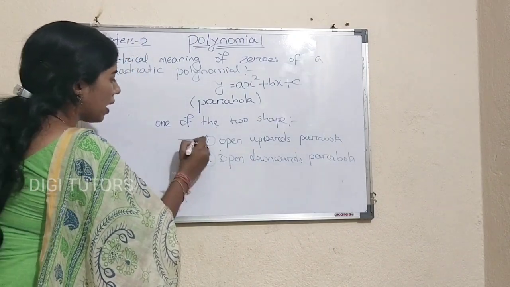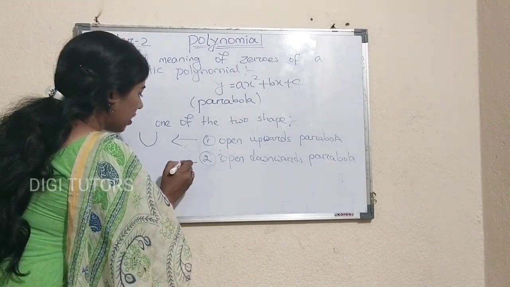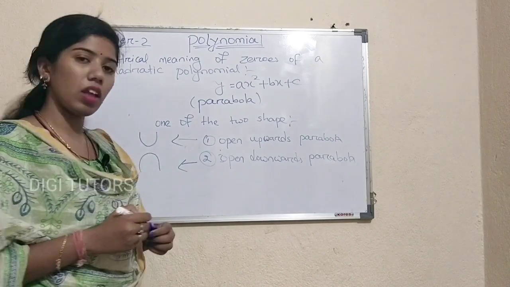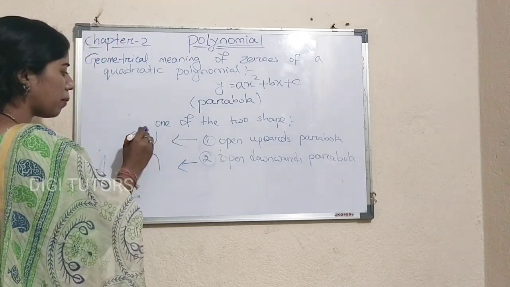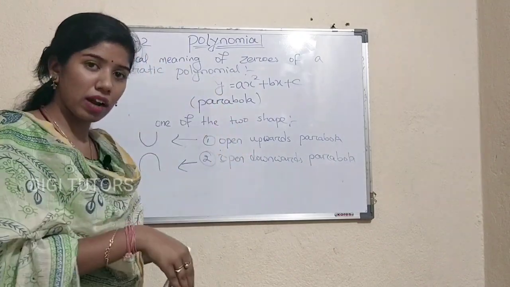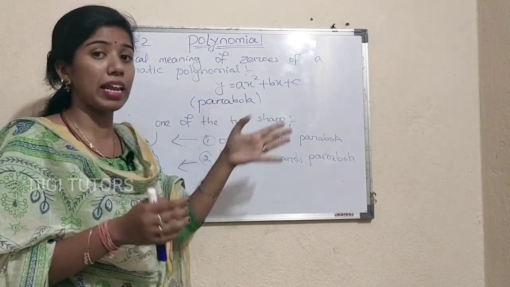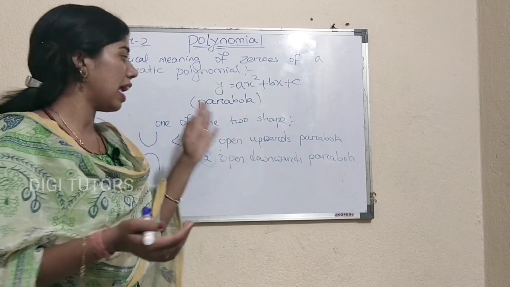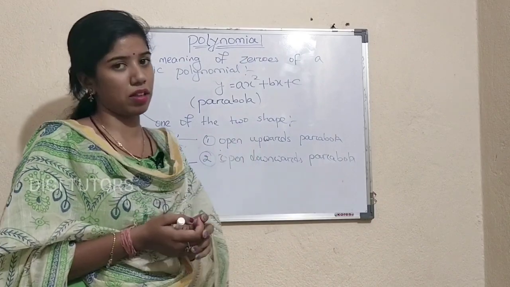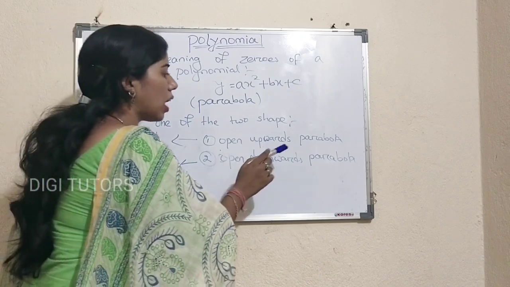The shape open upwards means like this, and downwards parabola means like this. Here the parabola is open upward, meaning upwards, and downward meaning downwards. So this is our parabola shape. When we represent this quadratic polynomial graphically, the shape is either an open upwards parabola or an open downwards parabola.